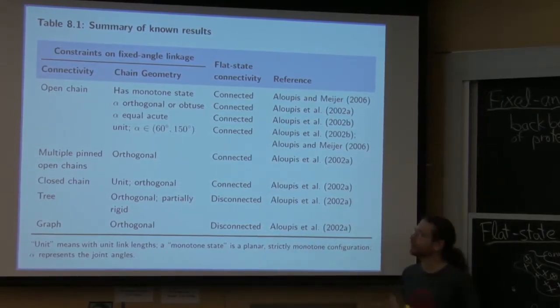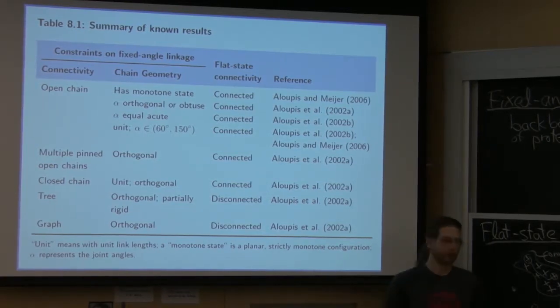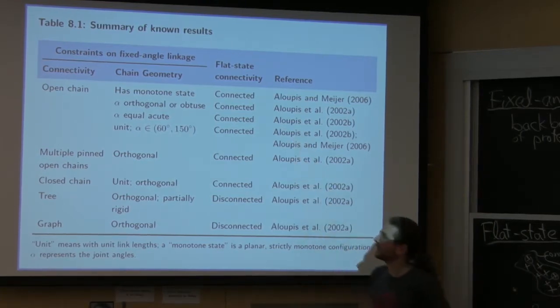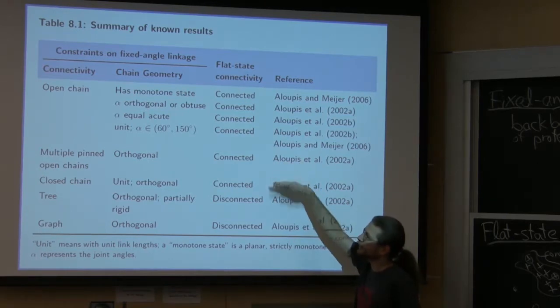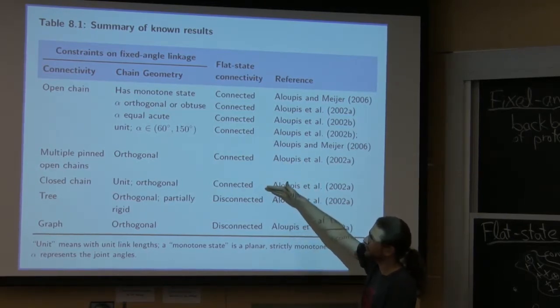But there's a natural theoretical question here: are all open chains flat state connected, or do we get disconnectivity? I will show you that. I'll show you the orthogonal case in a little bit. We can do some stuff if you have multiple chains that are attached to some blob, like a cell. Closed chains is a little bit.